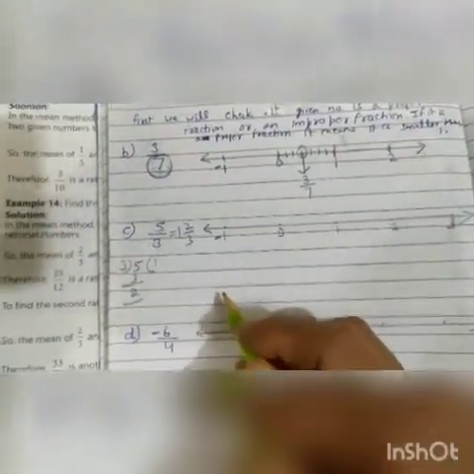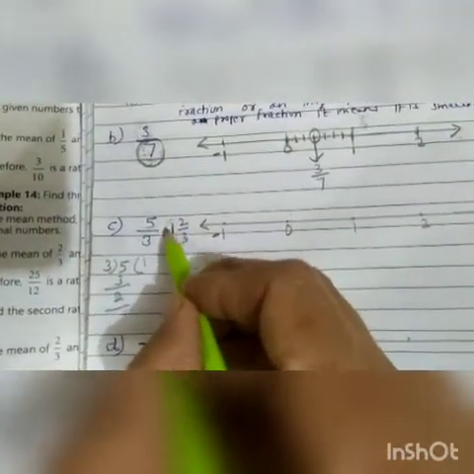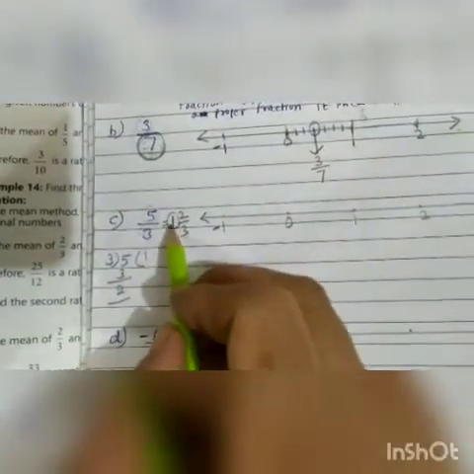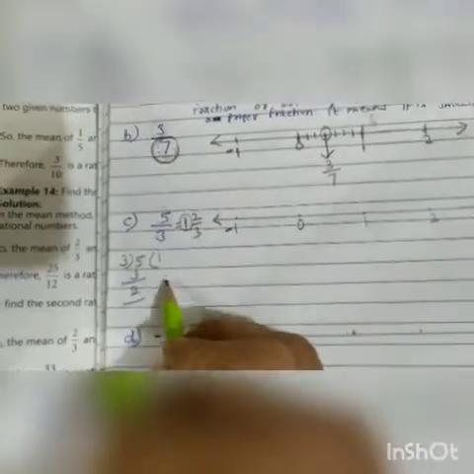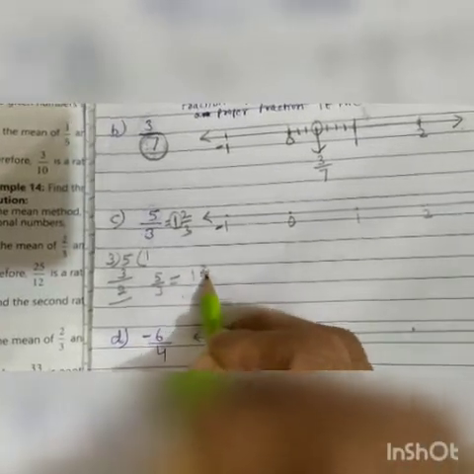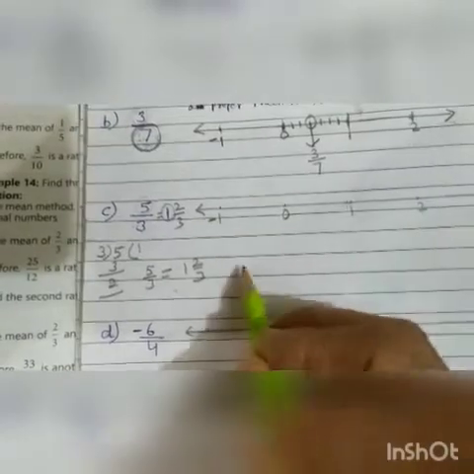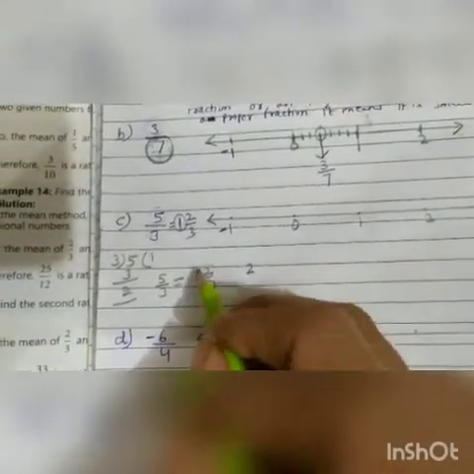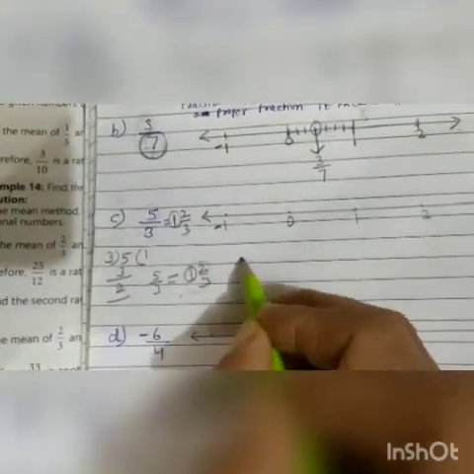So student, what will we do this time? See here, we are getting one whole number. It means this number is greater than 1. 5 upon 3 means 1 and 2 upon 3. And after 1, what is the next number? Next number is 2. It means this 1 and 2 upon 3 will be represented between this 1 and this 2.